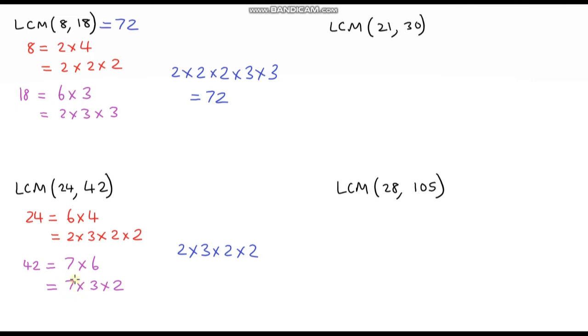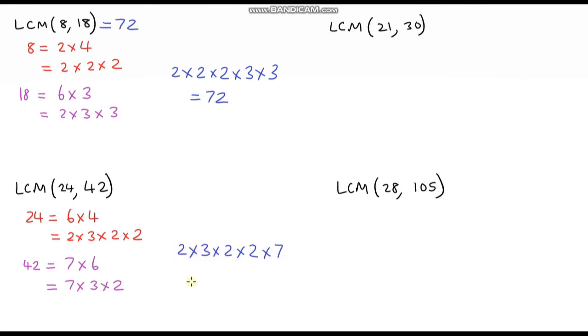Well, we don't have any 7's at the moment, so we need to multiply on a 7. Now it has to have a 3 in, so we've got a 3 here already, and it has to have a 2 in. Well, we've got a 2 here already. So that's it. This is our lowest common multiple. So the 2 times 3 times 2 times 2 shows that it's a multiple of 24, and the 2 times 3 times 7 shows that it's a multiple of 42.